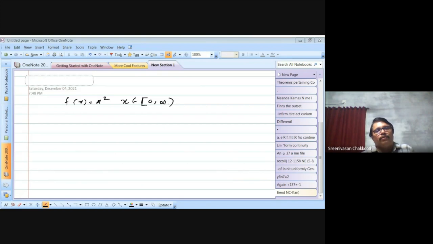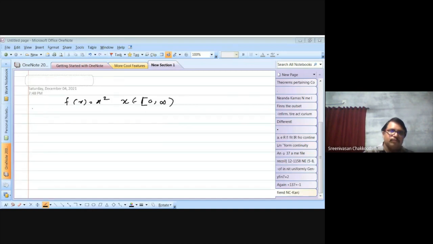As before, we have to show that there exists an epsilon greater than 0 such that for every delta greater than 0, there are points x, y in this semi-closed interval with mod f of x minus f of y greater than or equal to epsilon, even when mod x minus y is less than delta.